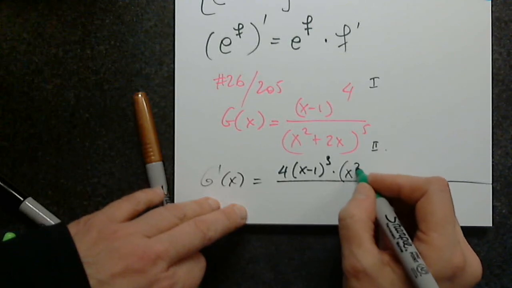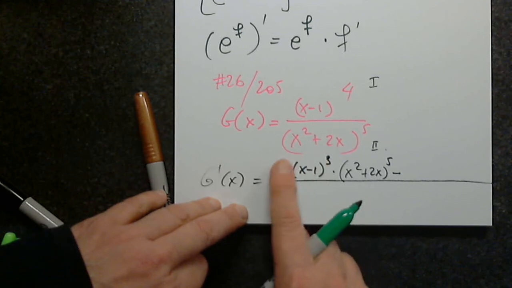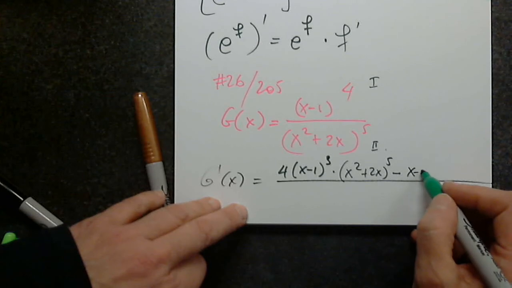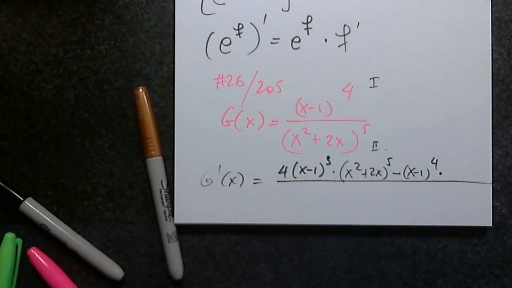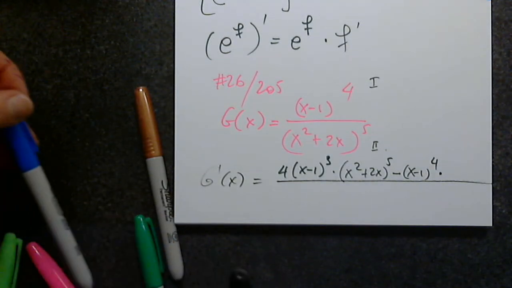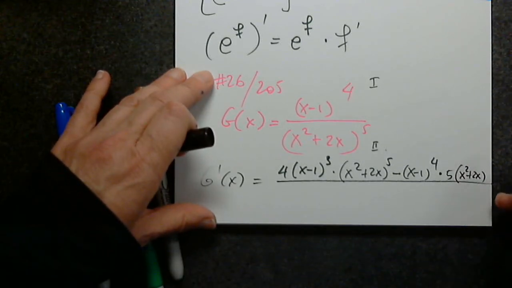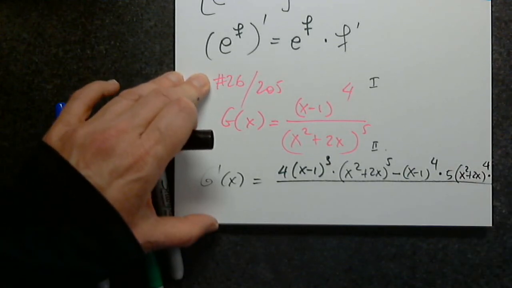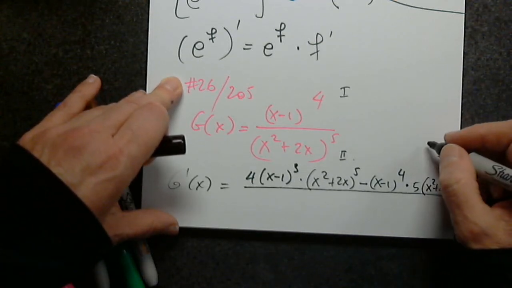Now I copy x squared plus 2x to the 5th minus, so this was the first function prime times the second one, minus the first function times, can anyone give us the denominator prime? Slowly. Yes. 5 times x squared plus 2x to the 4th times the inner function prime, 2x plus 2. So forgive me, but it should be here.